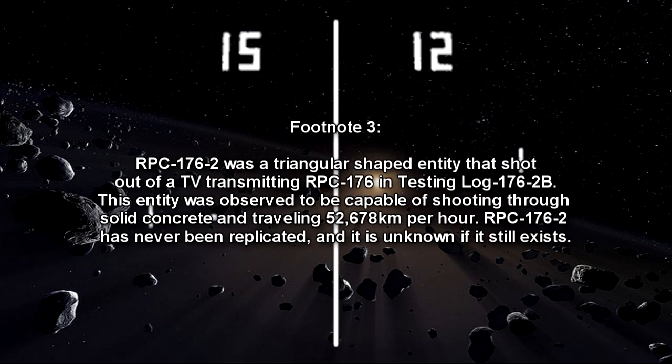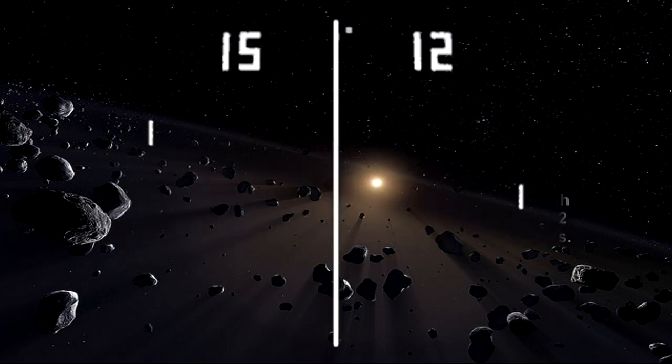RPC-176-2 was a triangular-shaped entity that shot out of a TV transmitting RPC-176 in Testing Log 176-2B. This entity was observed to be capable of shooting through solid concrete and traveling 52,678 km/h. RPC-176-2 has never been replicated, and it is unknown if it still exists. It is unknown where RPC-176-2 went, or if it has fizzled out. Attempts to replicate this phenomenon have failed.